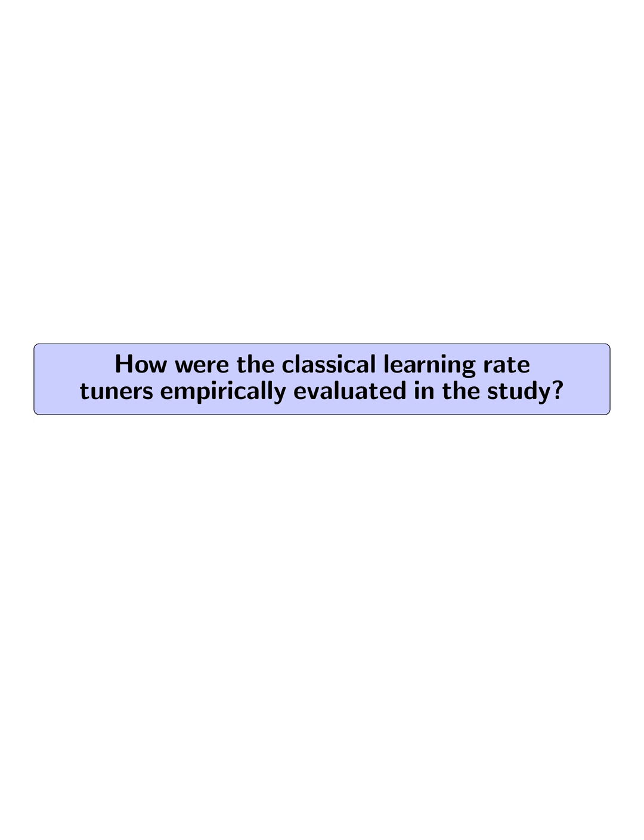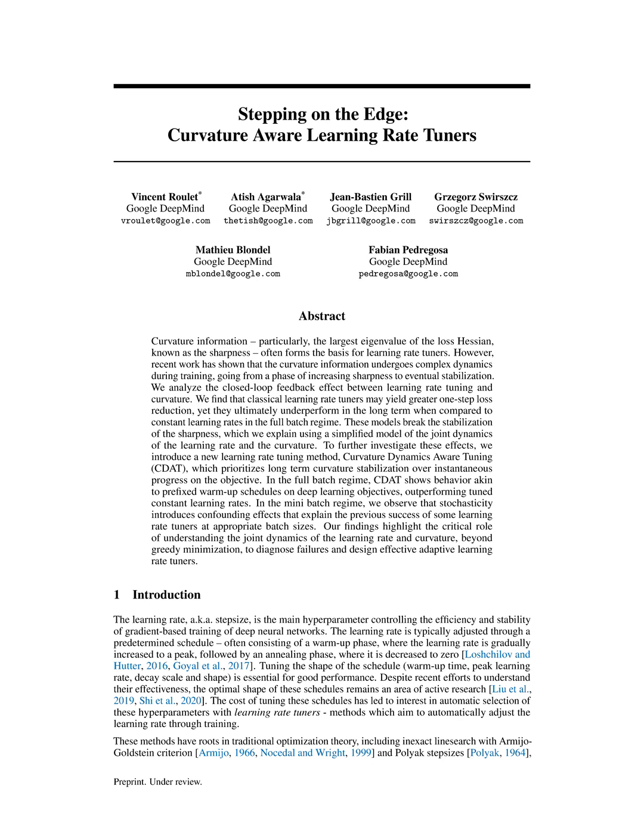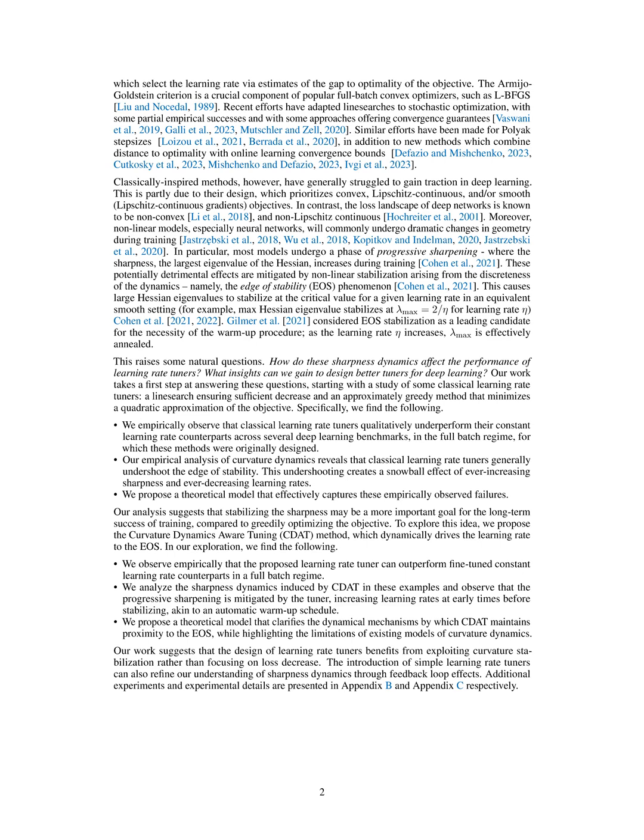How were the classical learning rate tuners empirically evaluated in the study? The classical learning rate tuners were empirically evaluated by comparing their performance against constant learning rate counterparts across several deep learning benchmarks in the full batch regime. The evaluation involved analyzing the curvature dynamics induced by these tuners and observing how they interacted with the edge of stability (EOS) phenomenon. The study found that classical learning rate tuners generally undershot the edge of stability, leading to a snowball effect of increasing sharpness and decreasing learning rates.